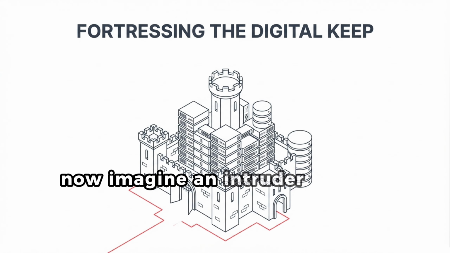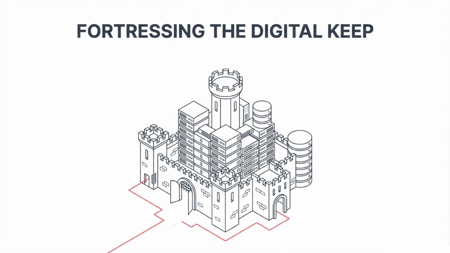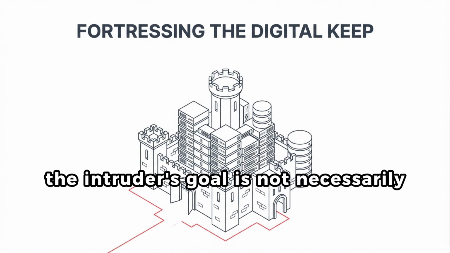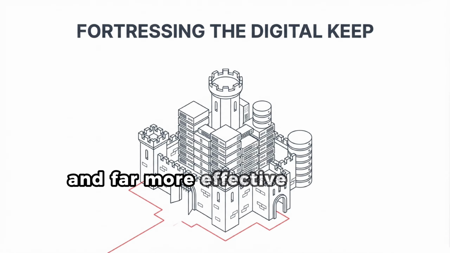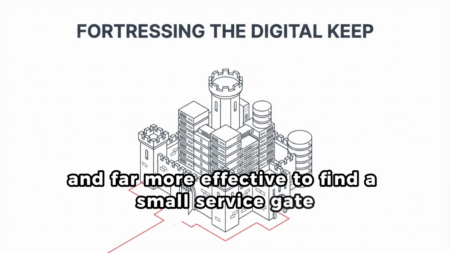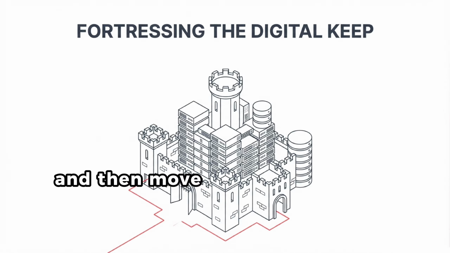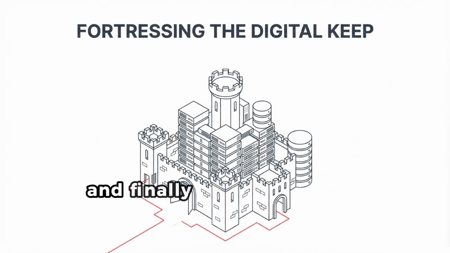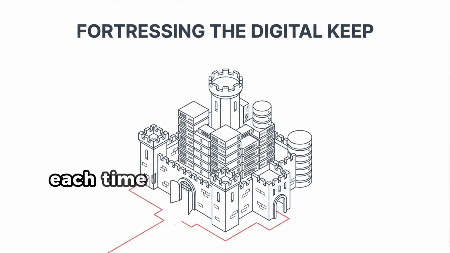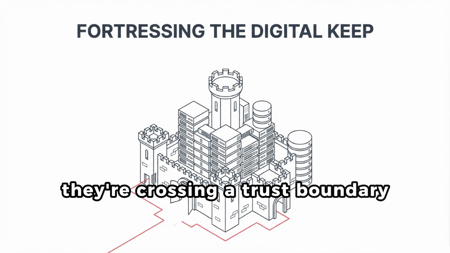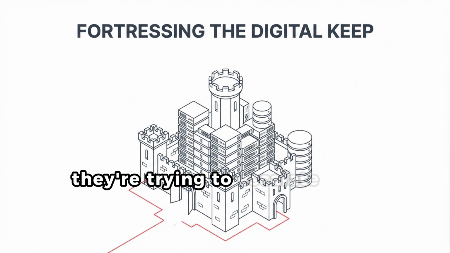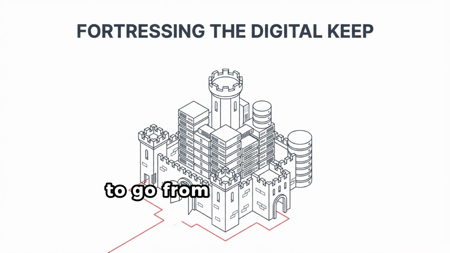Now imagine an intruder outside the walls. The intruder's goal is not necessarily to smash the main gate. Often it's easier and far more effective to find a small service gate, pick its lock, and then move through the castle from the kitchens into the servants' corridors and finally into the treasury. Each time the intruder moves from corridor to corridor, they're crossing a trust boundary, and at some points, they're trying to escalate their privilege, to go from guest to chef, to steward to treasurer.